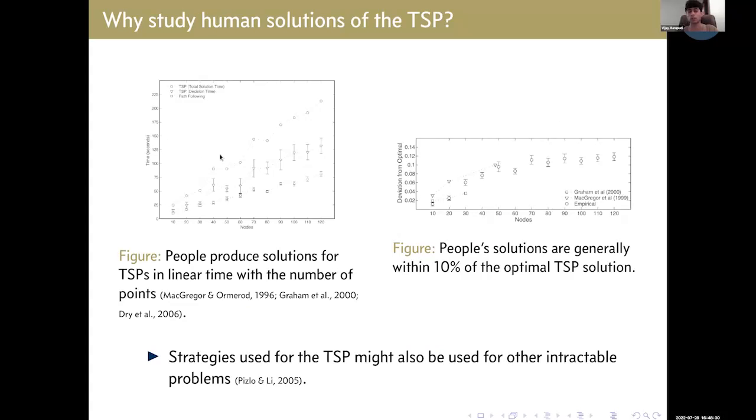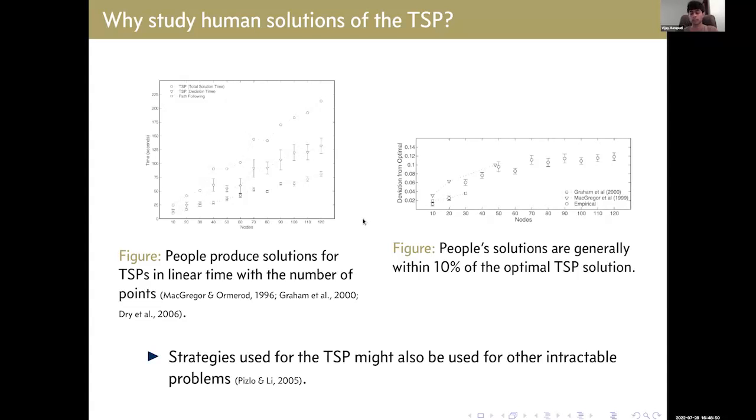And why study human solutions of the traveling salesperson problem? Well, humans are pretty good at this task. If you look at the graph here, it shows that people produce solutions for the traveling salesperson problem in linear time with the number of points. So people are pretty fast, which is not bad for a problem that has exponential time complexity.